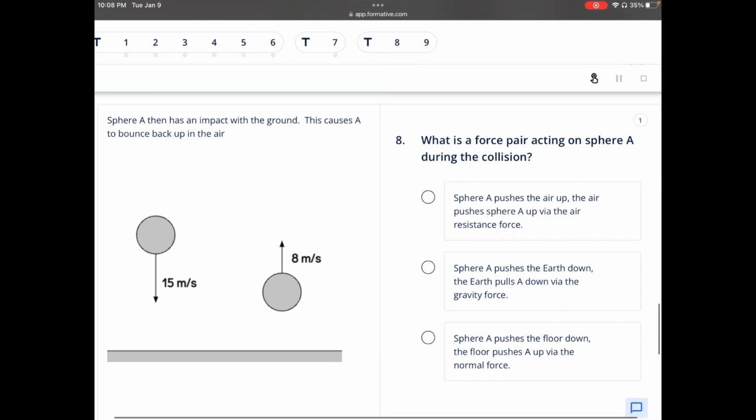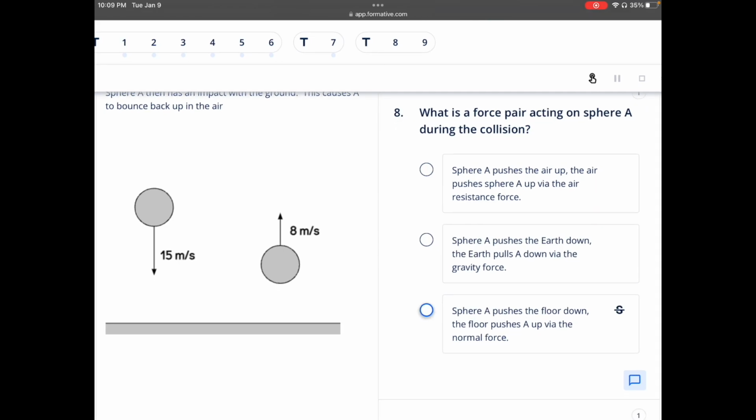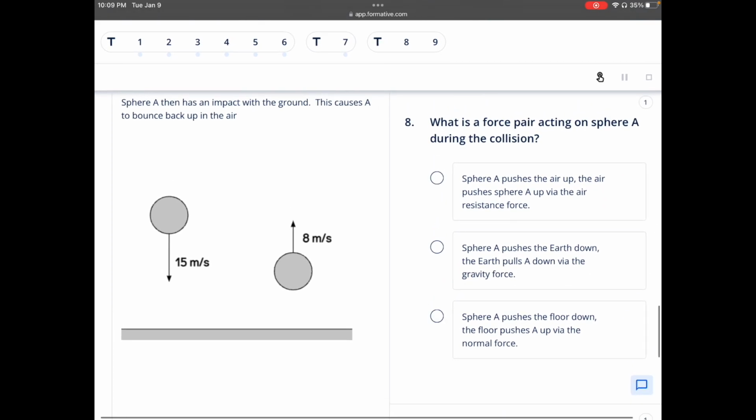A force pair is a pair of forces that interact via Newton's third law. It always has to have the same two objects. So in this case, this is sphere A in the air, sphere A in the earth, sphere A in the floor, and all three of these choices do a good job of staying consistent. They all have only two objects. If it had a third object, you could automatically cross that out.